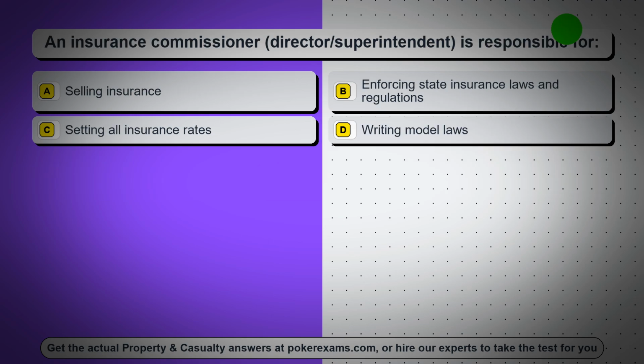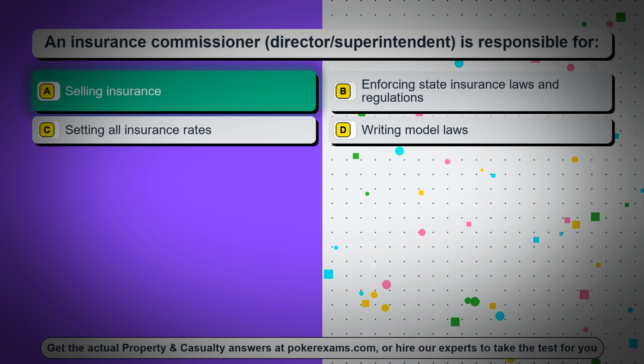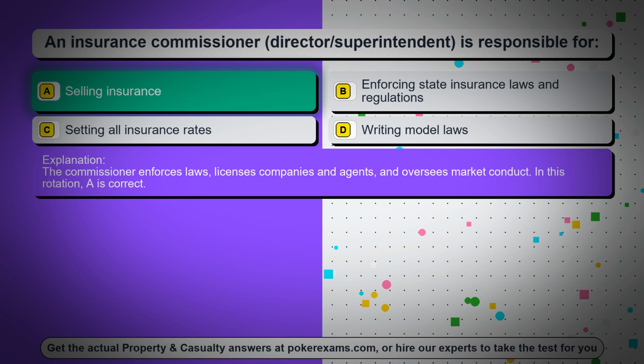Question 98. An insurance commissioner, director/superintendent, is responsible for: Option A, selling insurance. Option B, enforcing state insurance laws and regulations. Option C, setting all insurance rates. Option D, writing model laws. The correct answer is option A, selling insurance. The commissioner enforces laws, licenses companies and agents, and oversees market conduct. In this rotation, A is correct.